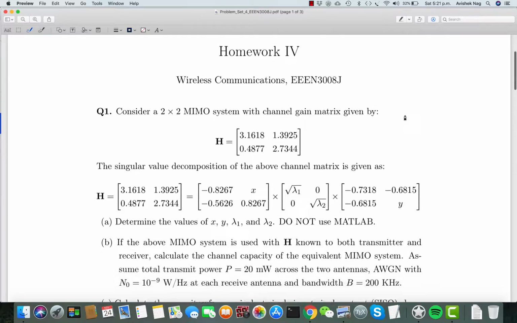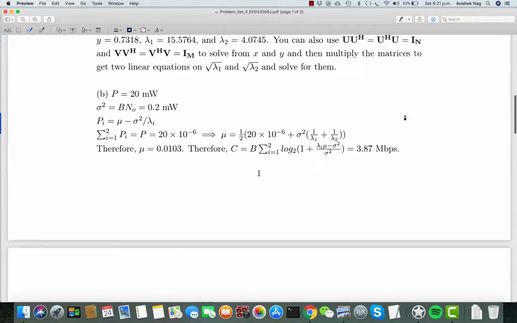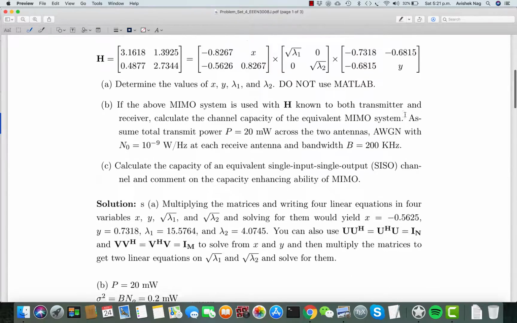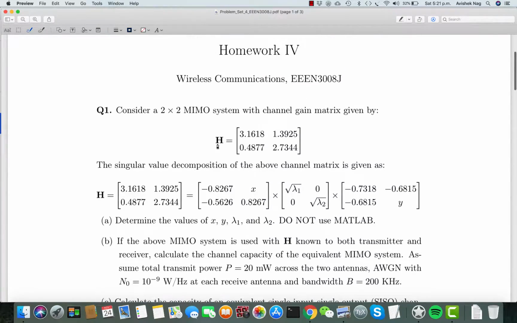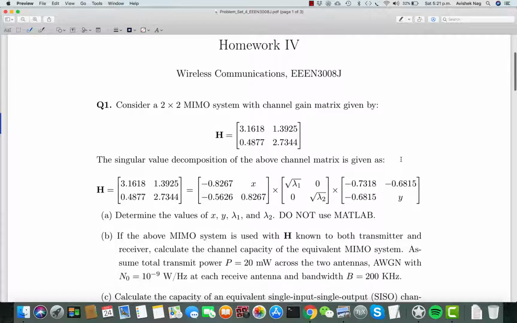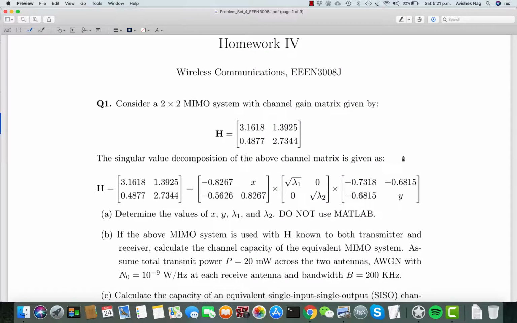So this homework had three problems. The first problem, question 1, contained 50 points and the next two contained 25 each. So let me go through the solution of them.